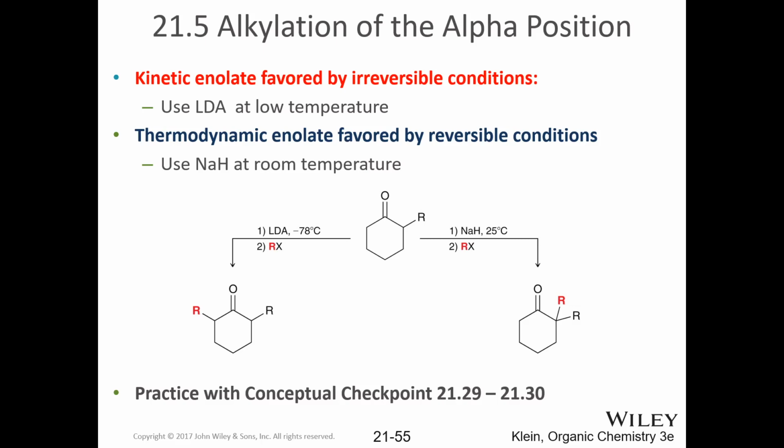Like I said, getting the kinetic version is easy. Bulk up the base. A big base is not going to be able to fit into a tight spot to get a more sterically hindered hydrogen. This is like trying to park a truck in a motorcycle spot. It just isn't going to work. You're going to have to go and find a spot you can get to easily.